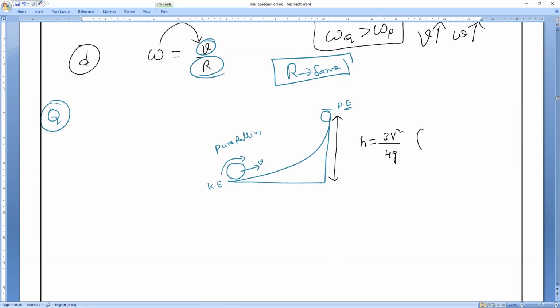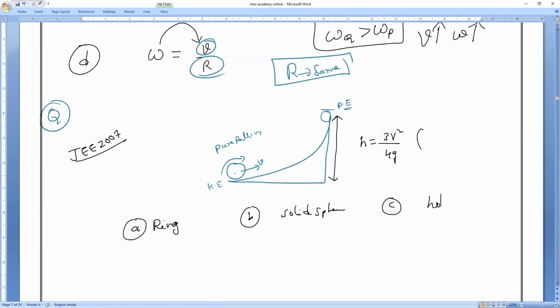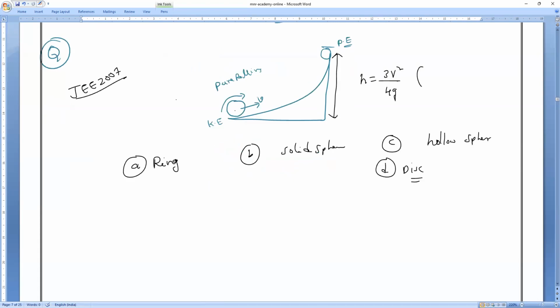Okay. So now if you all notice, this is a question from JEE 2007 actually. They're asking to identify this object: either it is a ring, or a solid sphere, or a hollow sphere, or a disk. If you know the moment of inertia, you can solve it very easily. So they are saying pure rolling.